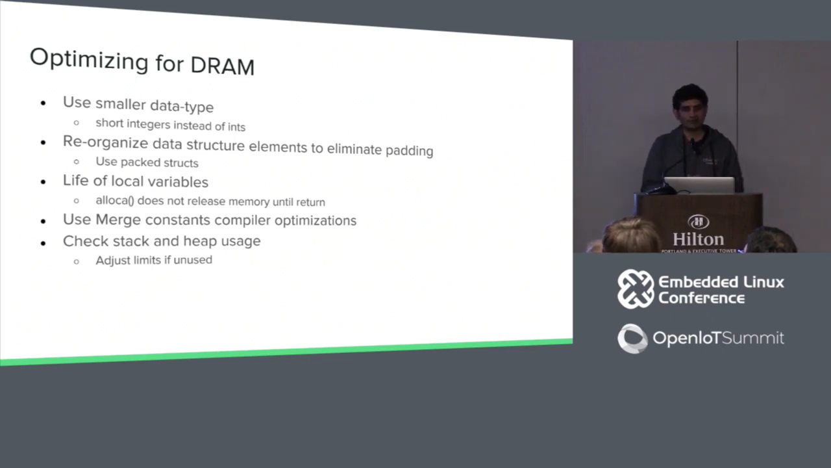Merge constant optimizations. In RISC, it's very important that the compiler can reconstruct some constants, as we saw in one example where it was trying to do that, and that helps quite a lot. And then you can check your stack and heap usage and see if you are having an additional allocation there, that you are not hitting a limit, for example. Then you can limit how much stack or heap you decide to allocate for your app, so you can use less RAM.